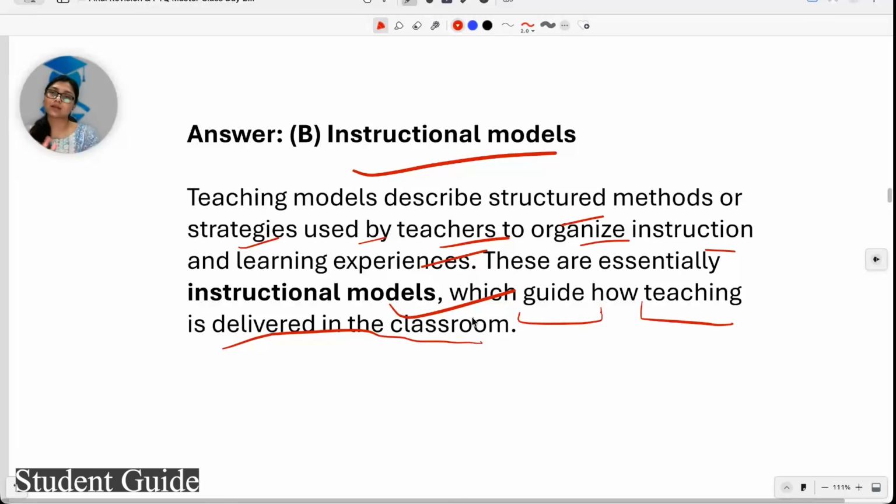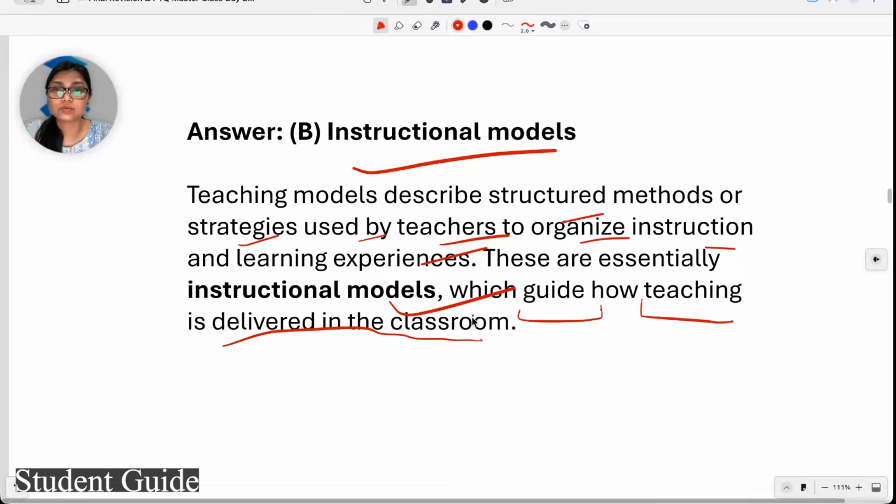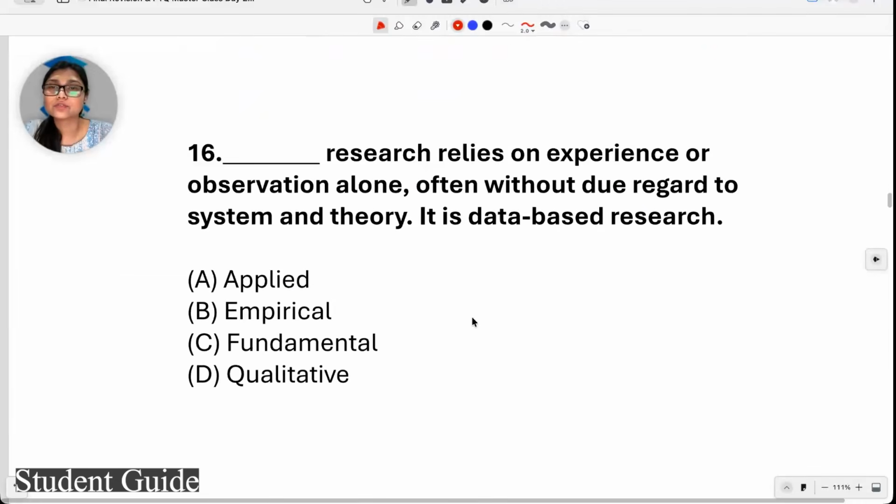So these things are very important, because this is a part of teaching aptitude, and you also know about these things. Okay, now we can move to the next question.